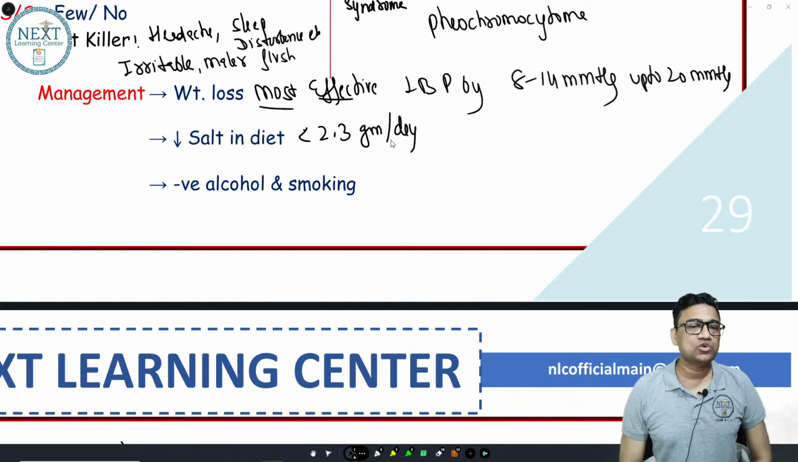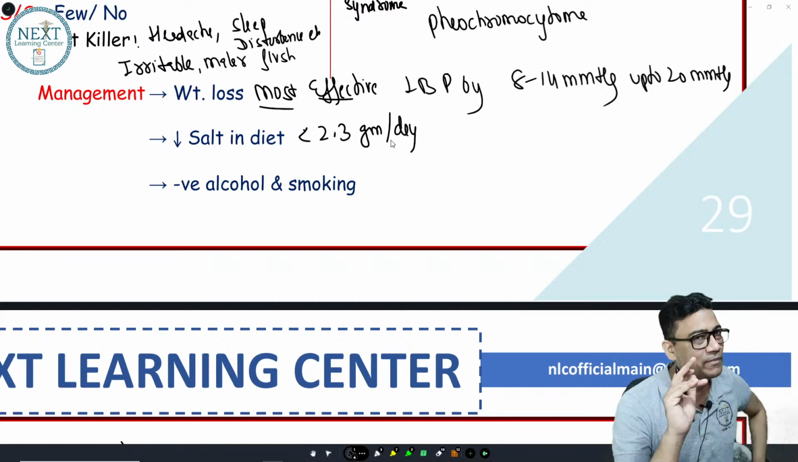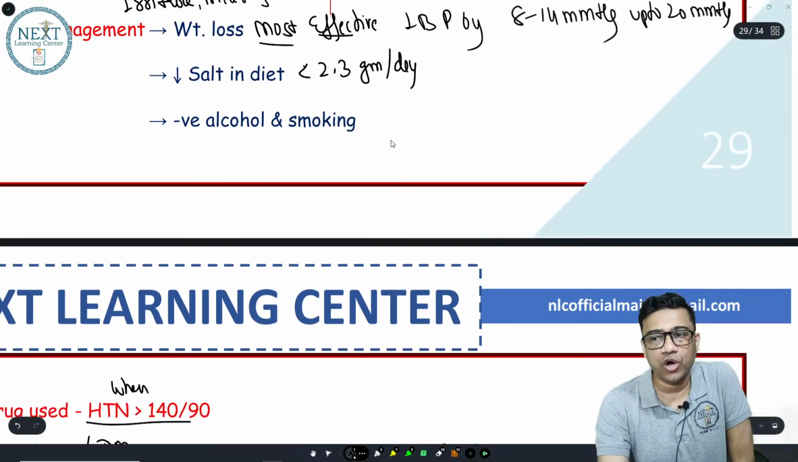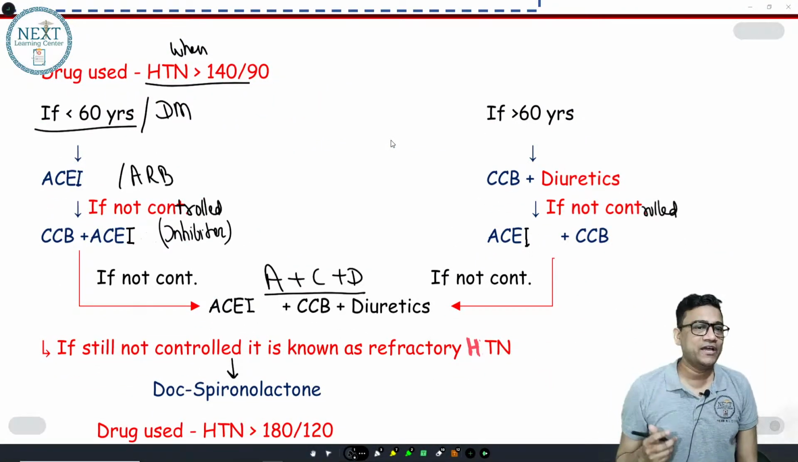Chalo. Also stop smoking and alcohol. Stop the smoking and alcohol. This is a very bad thing. Stop alcohol and smoking. Then comes our drug use for hypertension.